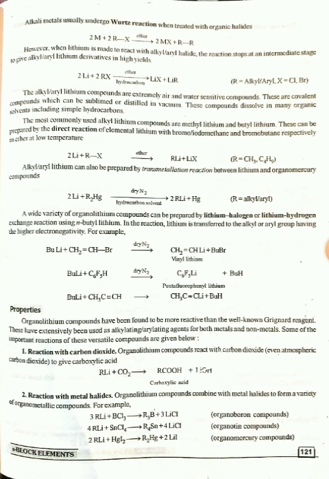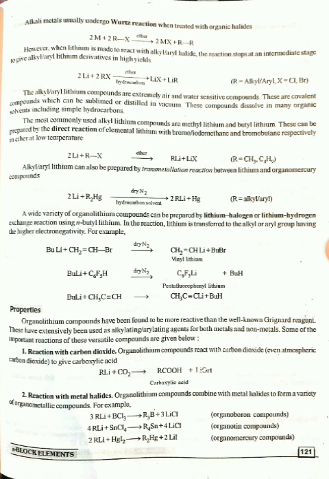Properties. Organolithium compounds have been found to be more reactive than the well-known Grignard reagent. These have extensively been used as alkylating or arylating agents for both metals and non-metals. Some of the important reactions of these versatile compounds are given below.